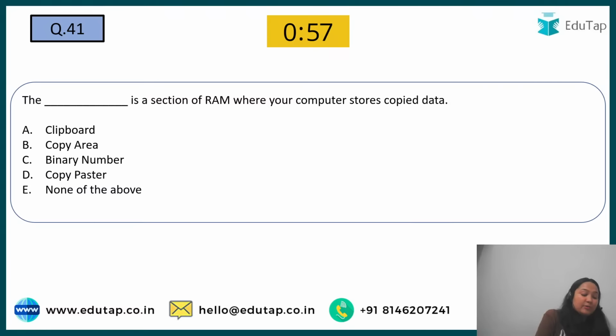Next question, question number 41 is, the dash is the section of RAM where your computer stores copied data. Basically we are talking about whenever we copy paste the data. For a short time we have copied the data, but now to paste we have to move toward the other side. So here you will have to tell me in which section the RAM keeps that copied data. In the clipboard, copy area, binary number, copy paster, or none of the above. Very direct, very easy question, although wording might seem difficult to somebody, but question itself is very easy. Yes, option number A is the absolutely correct answer, clipboard.